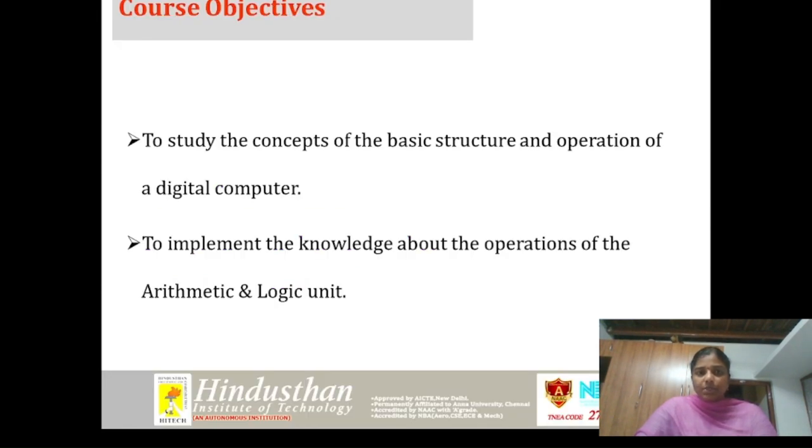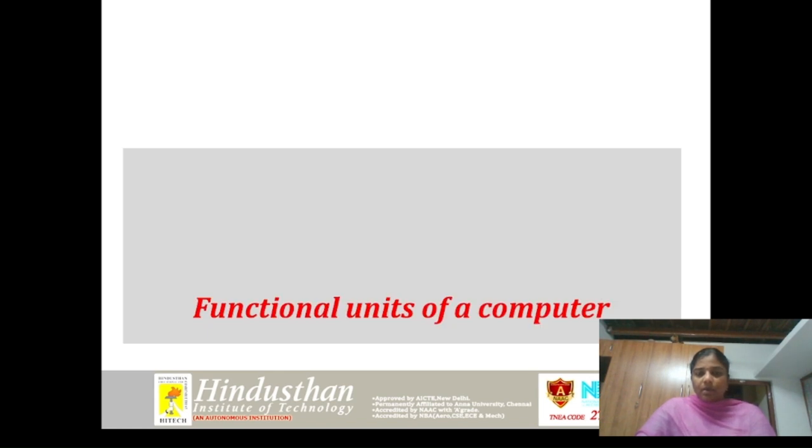The course objective of these topics is to study the concepts of the basic structure and operation of a digital computer, and the other aim of this video is to implement the knowledge about the operations of the arithmetic and logic unit. Okay, first we will see about the functional units of a computer.